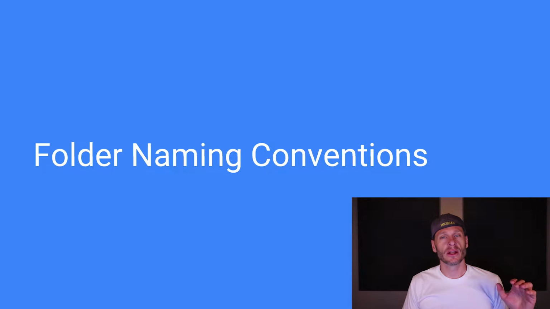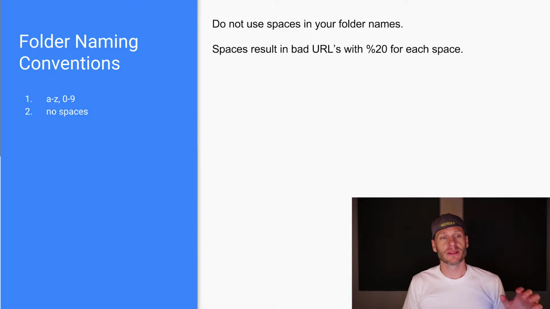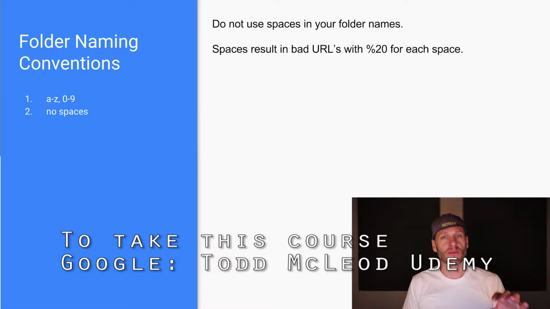So folder naming conventions are a lot like file naming conventions. We're going to want to use lowercase alphanumeric characters for folder names, and we don't want to use spaces. So exact same rules that we had for file naming conventions are also going to be the rules we follow for folder naming conventions: lowercase, alphanumeric, no spaces.